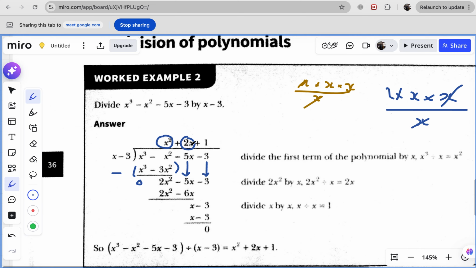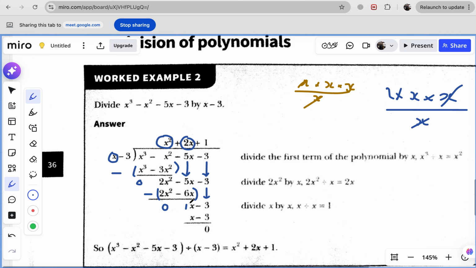Negative 5x plus 6x. The only thing left here, you bring the remaining one down. You bring minus 3 down to join the x. This is a polynomial. You start the process again. You're going to divide this one by what? By x. We're only dividing by x only, not by x minus 3.